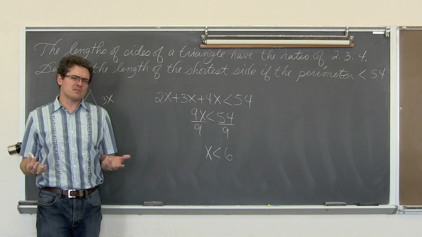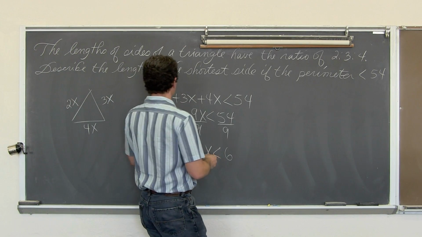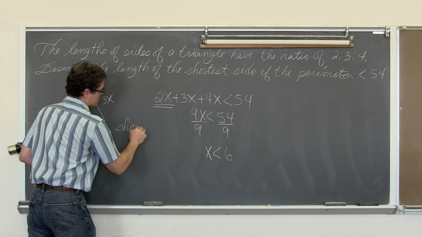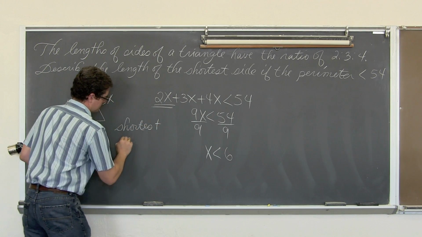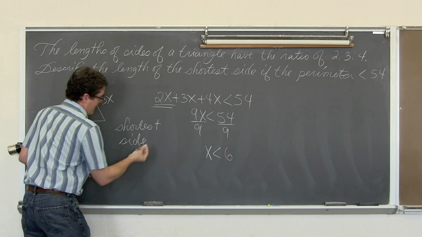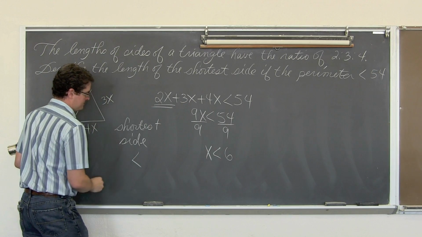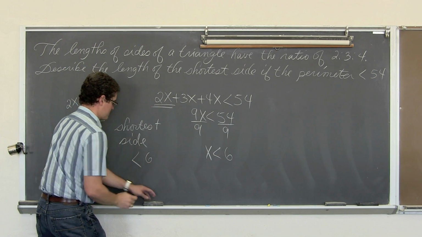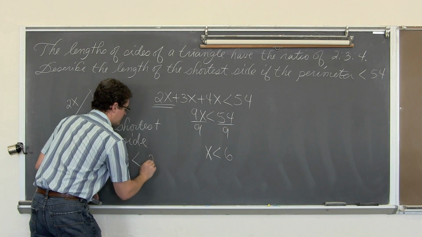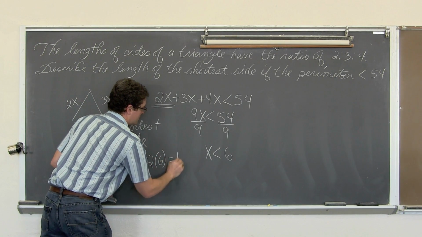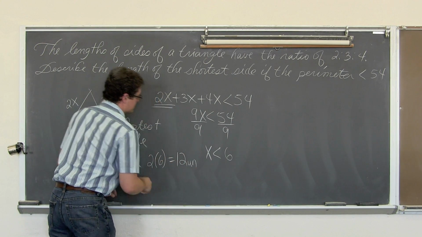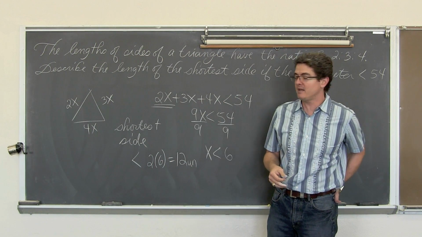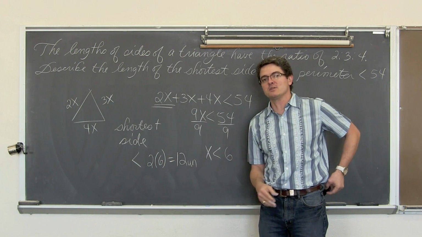So, describe the length of the shortest side. Well, the shortest side is our 2x. So the shortest side has to remain less than, excuse me, I lost my place there for a second, 2 times 6, or 12 units. So if the entire perimeter is to be less than 54, then the shortest side has to be less than 12 units long.